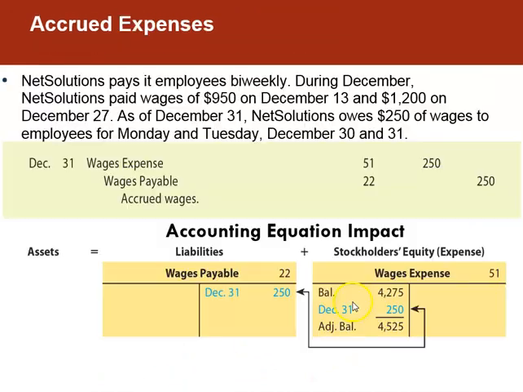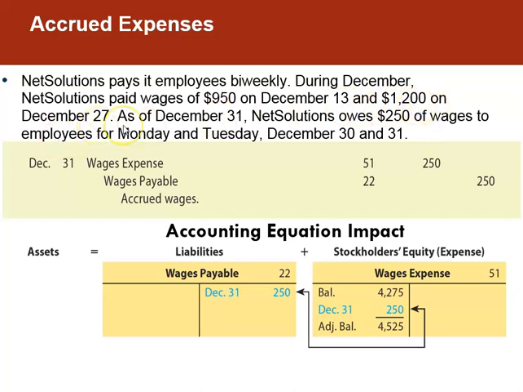All right, let's look at another example. This one deals with accrued expenses. And this is very similar to the example that I gave you in a previous video. It says Net Solutions pays its employees bi-weekly during December. Net Solutions paid $950 on December the 13th. We had this transaction in the previous chapter. And they also paid $1,200 on December the 27th.